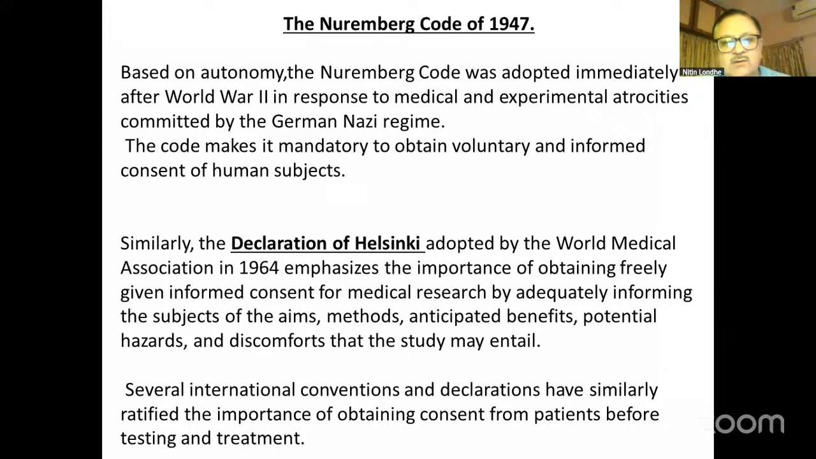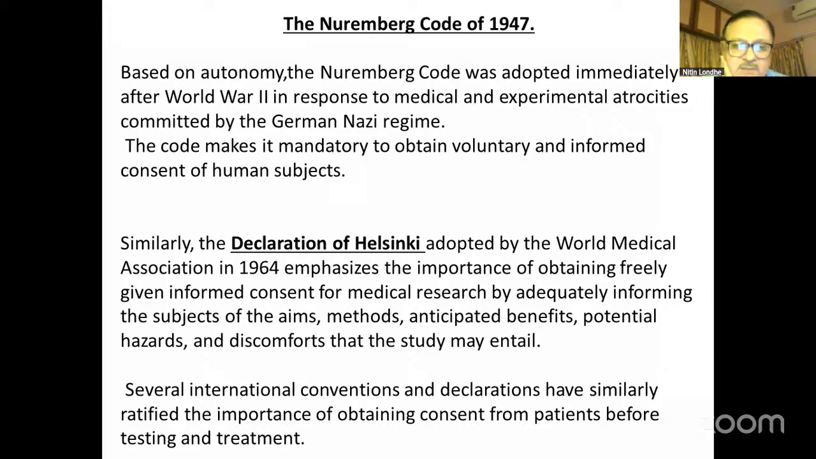And in this code, it became mandatory to obtain voluntary and informed consent of human subjects prior to any form of medical trial or intervention of the patient per se. This same outlook was subsequently reiterated in the Declaration of Helsinki, adopted by the World Medical Association in 1964, and that made it mandatory to have an informed consent from the patient prior to any form of treatment or any form of intervention of the patient per se.